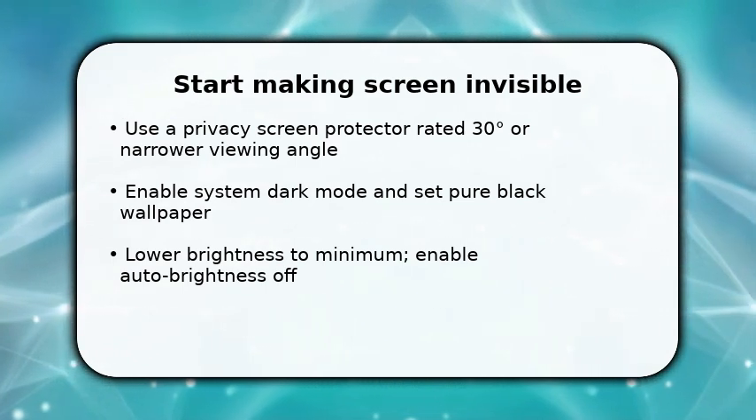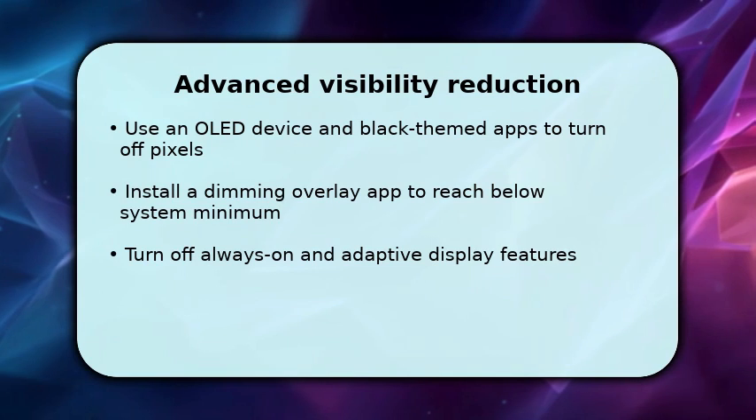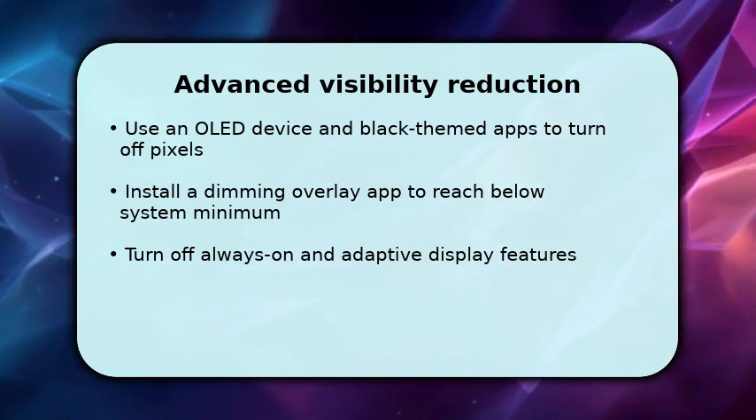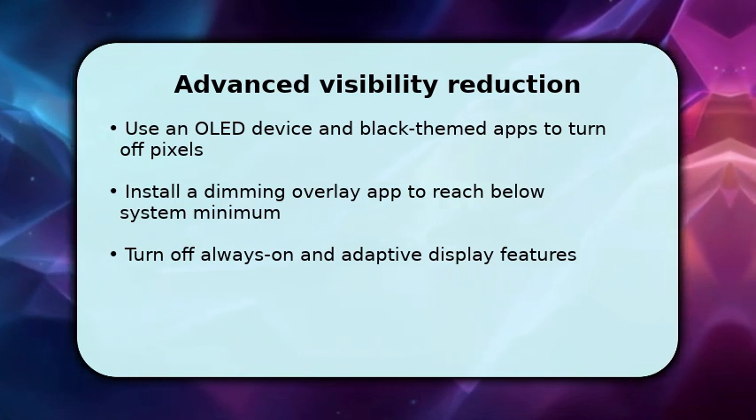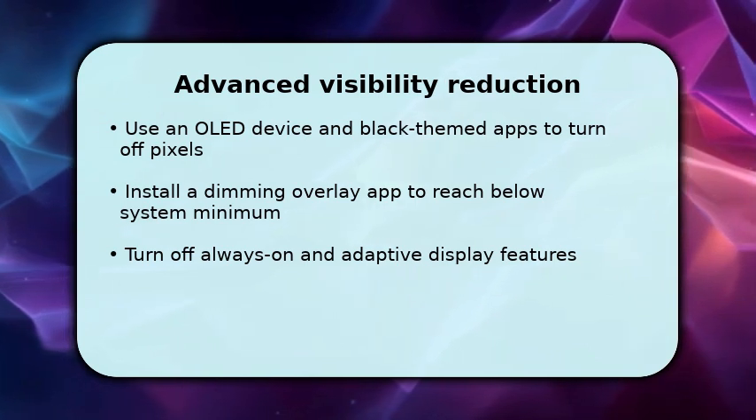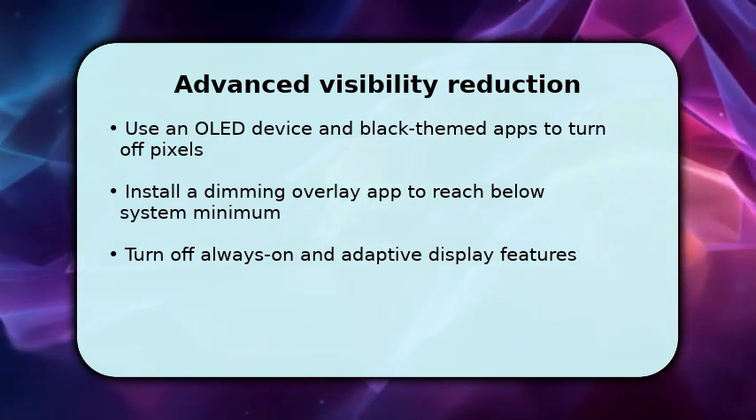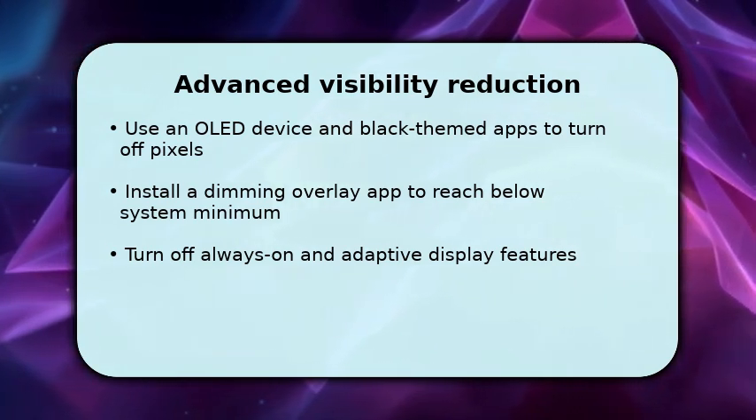Once the basics are done, move to techniques that cut remaining glow. If you have an OLED phone, use black-themed apps and UI elements so many pixels actually turn off. This creates near darkness. Install a reputable dimming overlay app to push brightness below the system floor. Make sure it uses a secure accessibility permission and adjust gradually.